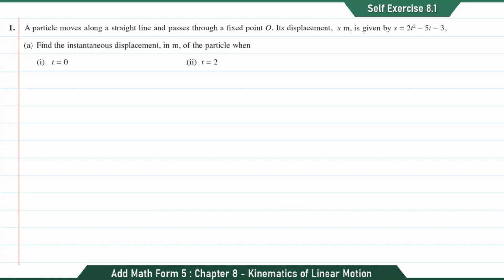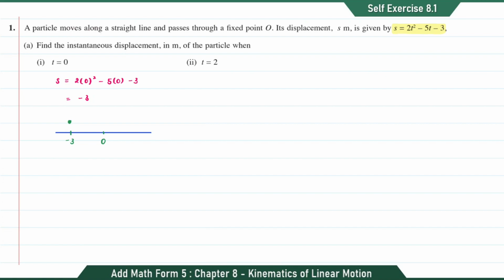To find the instantaneous displacement, we just need to substitute the times into the displacement equation. So for A1, it will be s equals 2 times 0 squared minus 5 times 0 minus 3, which is equal to negative 3. This means the particle is 3 meters on the left-hand side of the fixed point O.